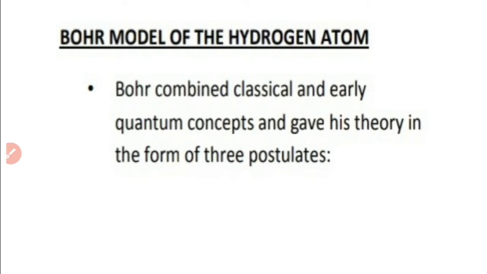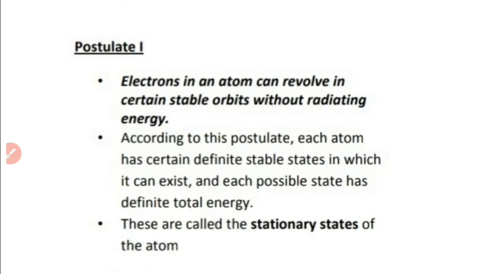In the Bohr model, Bohr combined the classical and early quantum concepts and gave his theory in the form of three postulates. Actually, Niels Bohr framed his three postulates from the basis of the Rutherford model itself. The foundation of the Bohr model also is the presence of a nucleus at the center. And he also agrees that the electrons are revolving around the nucleus in some fixed paths.